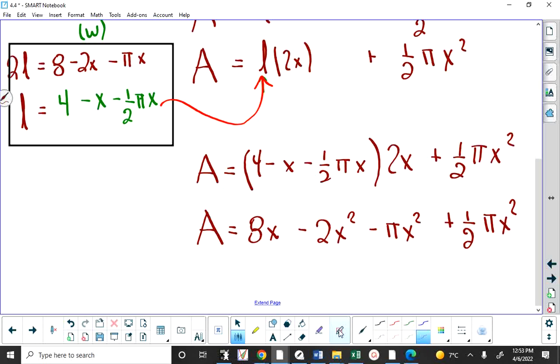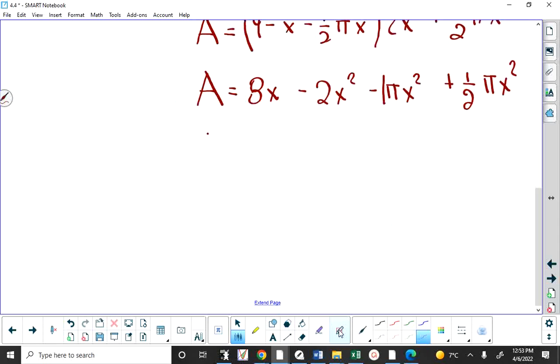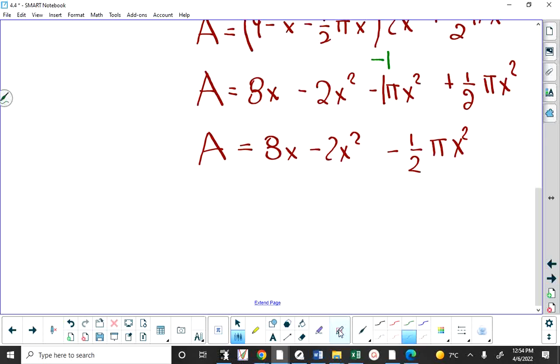You know, I want to bring these last two terms together. You certainly don't have to do that at this point in time. But I'm thinking if I have negative 1 pi x squared plus 1 half pi x squared, I can write A equals 8x minus 2x squared minus 1 half pi x squared. This would be like having minus 1 pizza and plus 1 half of a pizza. Now I can differentiate. So are you okay to that point, Liam?